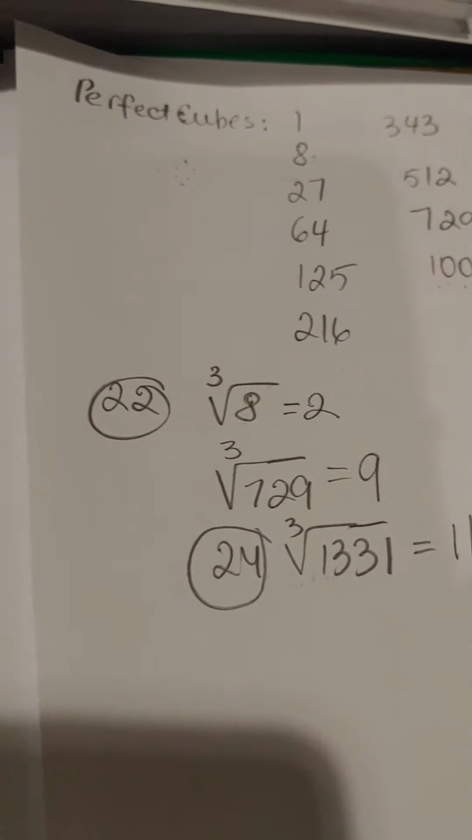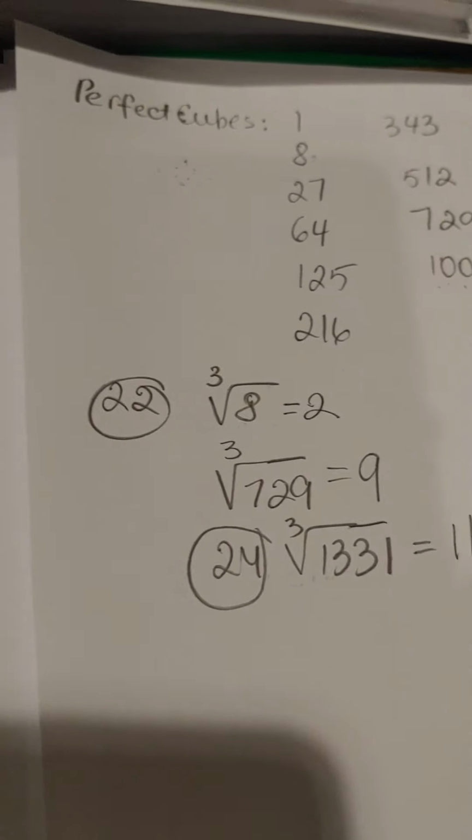Which one is next? Next is 25. Cube root of -1. What number do I have to raise to the third power to get -1? Negative 1 to the third power is negative 1. Negative 1 times negative 1 is positive 1, times negative 1 is negative 1. So that's the answer, right? This is my answer for the problem.